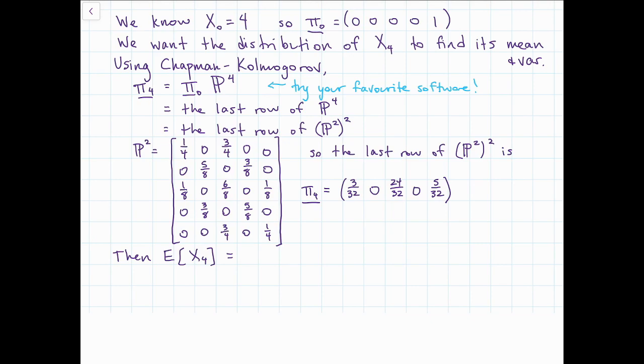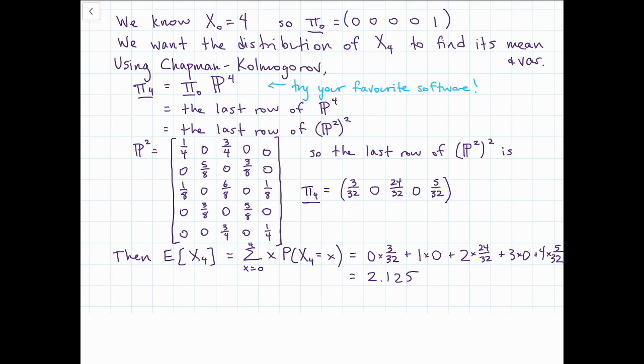So now that we have that, we can find by first principles the expected value of X4, which is the sum over all values of x times the probability. So we'll have 0 times 3 over 32, 1 times 0, etc., as follows, and that will give us an expected value of 2.125. So after 4 steps, on average, 2.125 of the 4 molecules will be in container A.